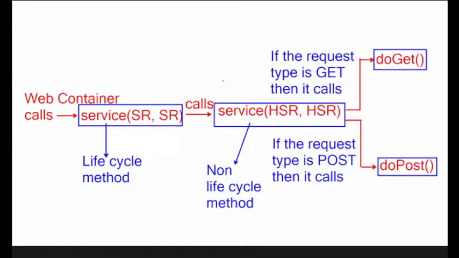Say, web container knows only the life cycle service method. Life cycle service method calls non-life cycle service method. Non-life cycle service method checks the request type. Which type of request came? If a get type request came, then it calls doGet. If the request type is post, then doPost.